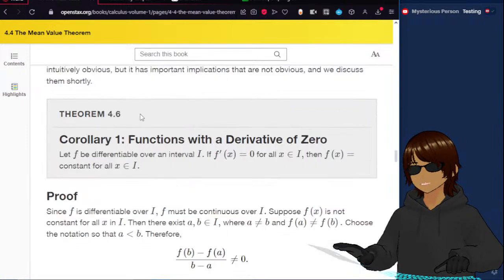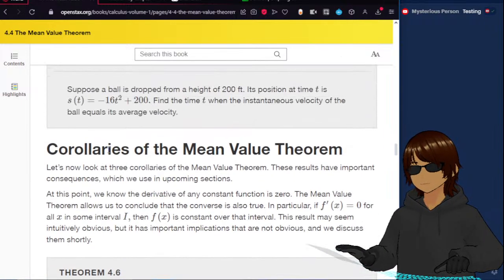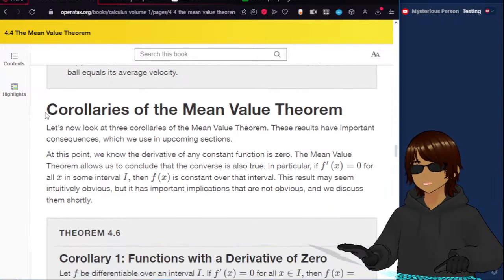Okay, this is checkpoint. Corollaries of the mean value theorem. Let's now look at three corollaries.